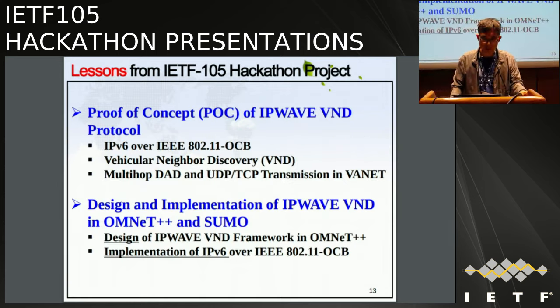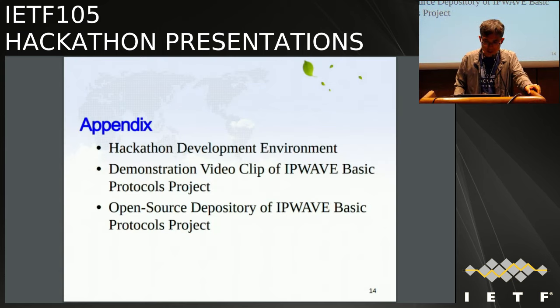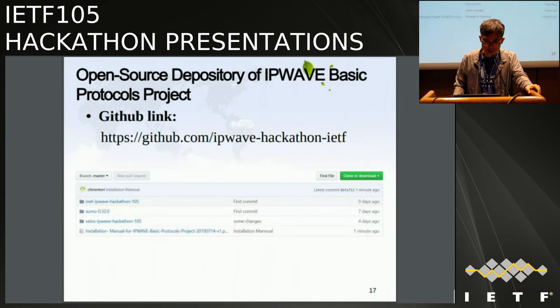So during the weekend we learned that the proof of concept, IP Wave, OCB, and vehicular neighbor discovery, can work for a multi-hop vehicular network. You can take a look at the other material for the video clip and also the GitHub link. Thank you for listening.